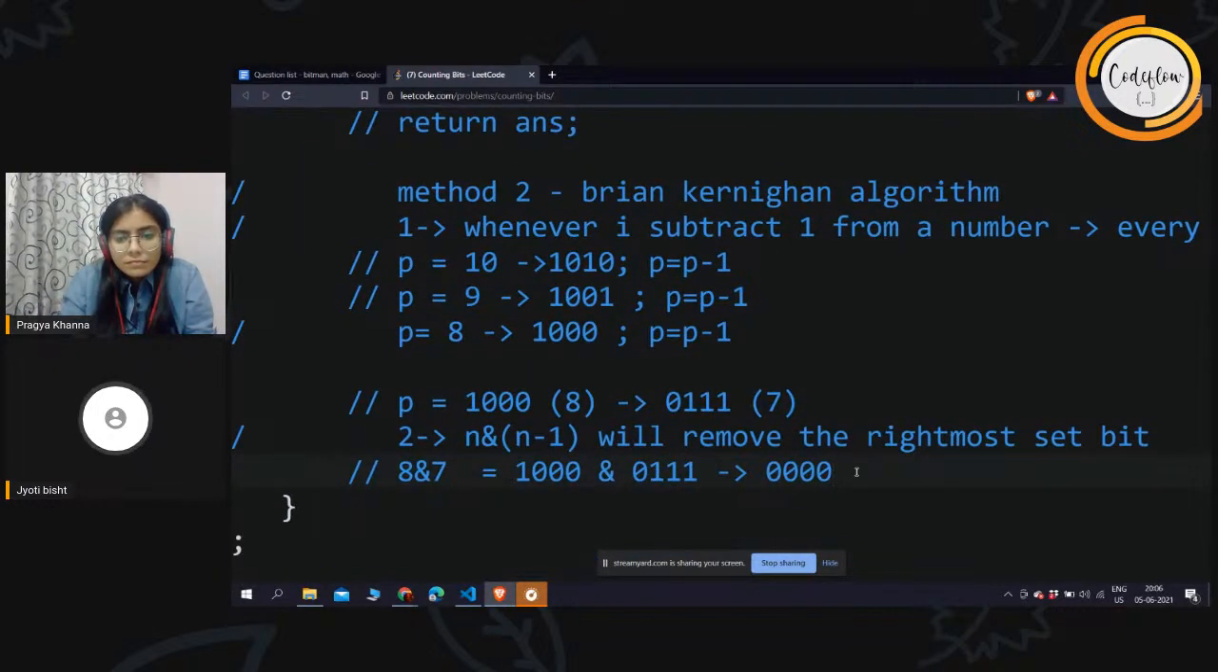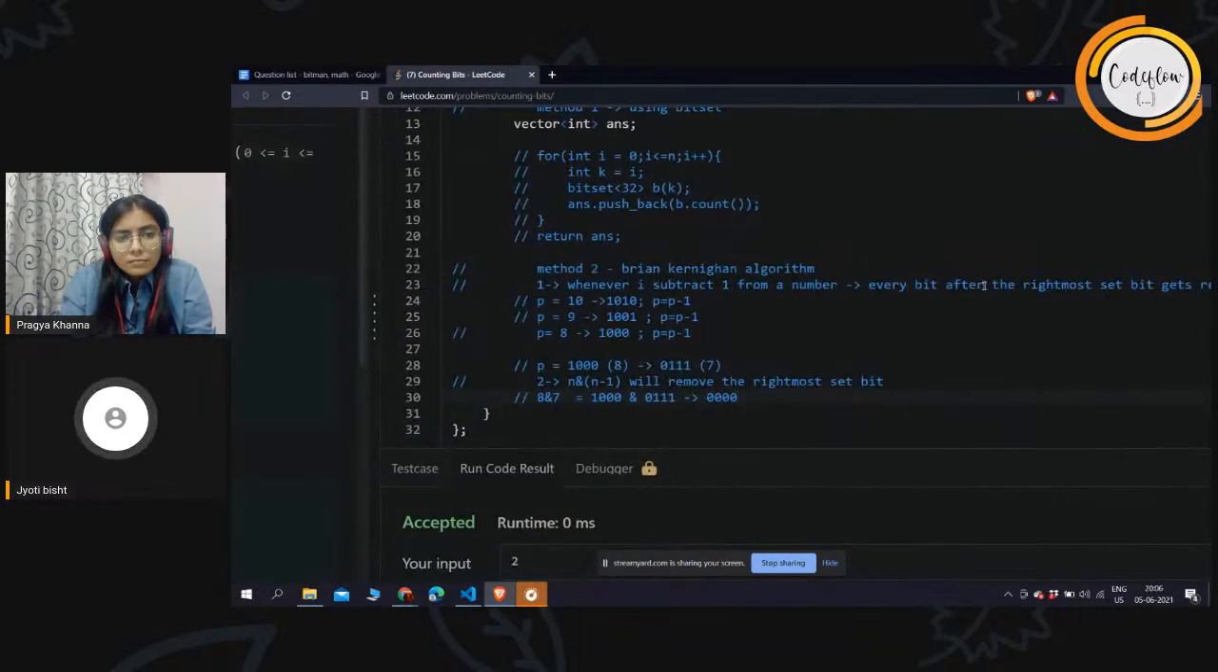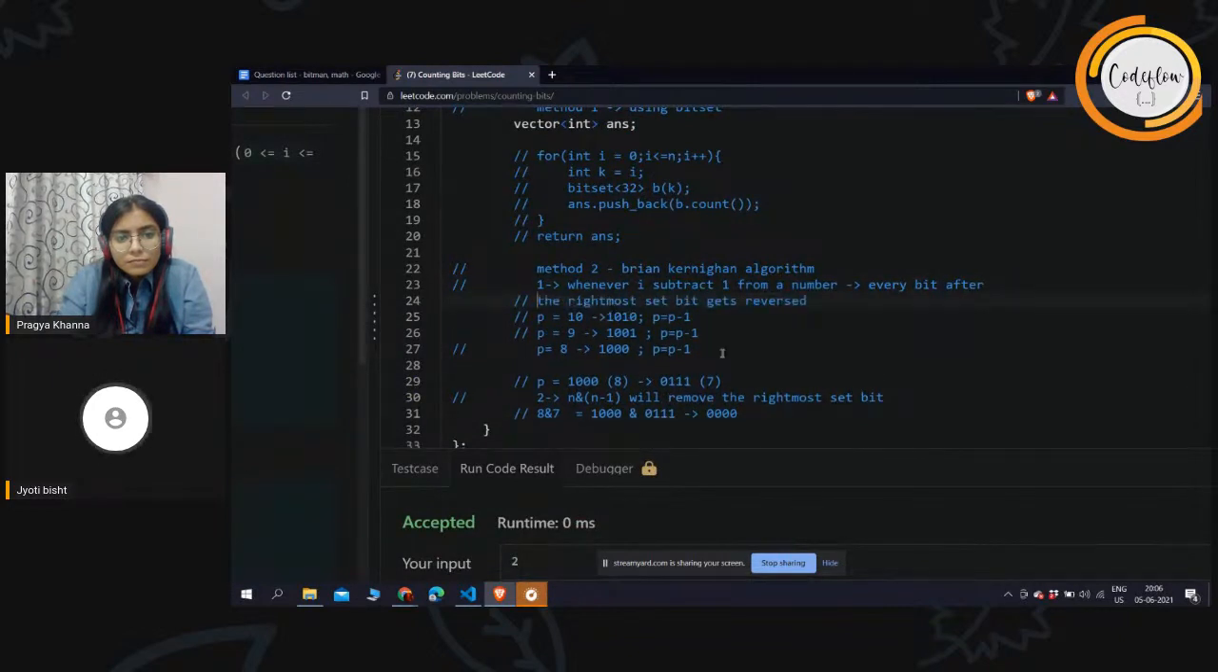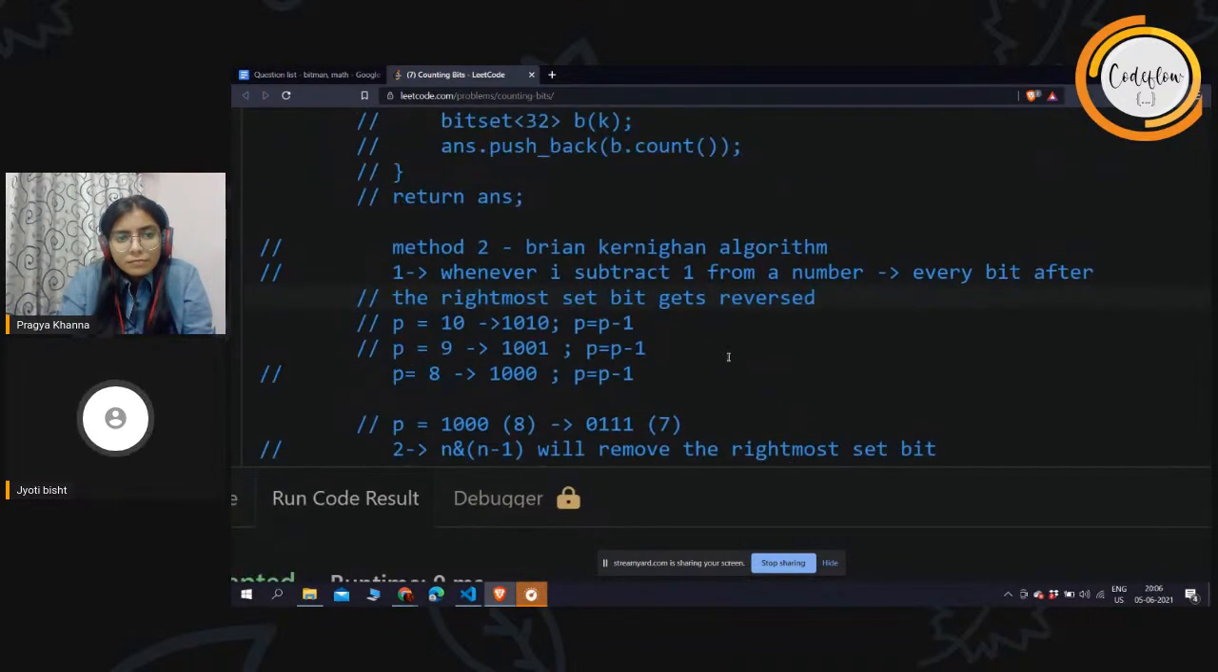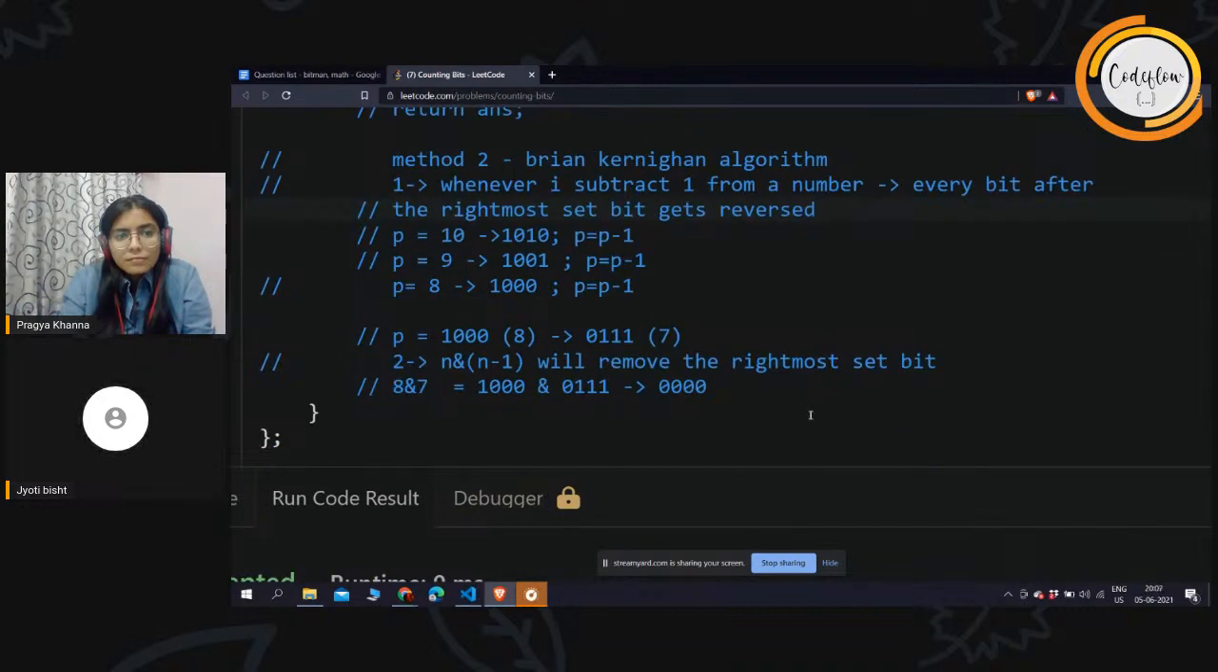I don't have any problem with removing the rightmost bit. You don't need to care about other things. You just have to think about the two things that I have told you. Whenever I decrease a number, every bit after the rightmost set bit will get reversed, and n and n minus 1 will remove the rightmost set bit. Makes sense. Is it making sense till now? It may be a bit tough to understand at first, but it is damn easy. Trust me, when you see the code, it will be just two lines of code, I guess, two or three. Okay.